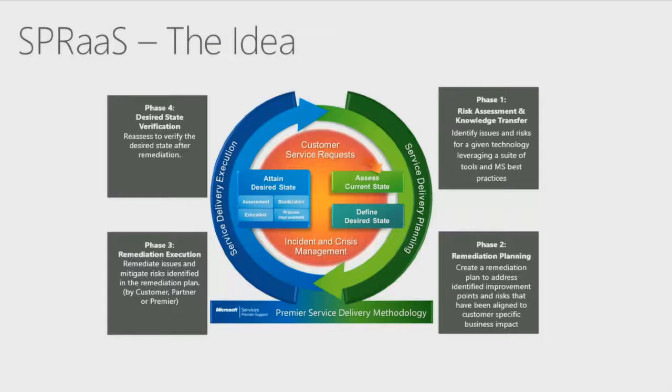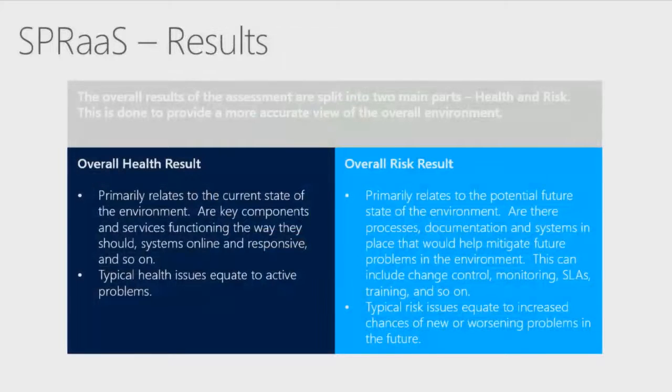Once the assessment is completed, the overall results are broken down into 2 main pieces. One is called health results, the other is called risk results. Health issues pertain to the current state of your environment, whereas risk issues pertain to the future state of your environment. For example, if there are some timer jobs that are failing in your environment, we flag it as a health issue. The lack of database maintenance plans around the SharePoint databases is flagged as a risk issue because it may potentially induce some problems in the future. So that's the difference.